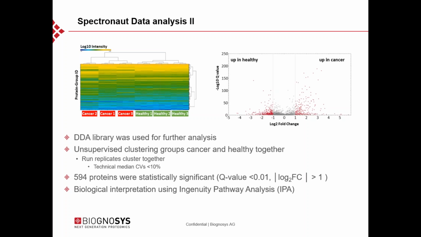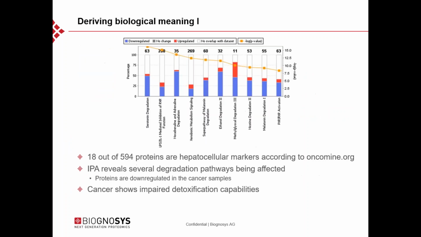On top of doing the statistical analysis in Spectronaut, we also used the data to do biological interpretation using the Ingenuity Pathway Analysis, also known as IPA. First of all, we looked into our candidate data set, and we found that 18 out of these 594 proteins are hepatocellular markers according to Oncomine. And we then loaded the data, as I mentioned, into IPA.